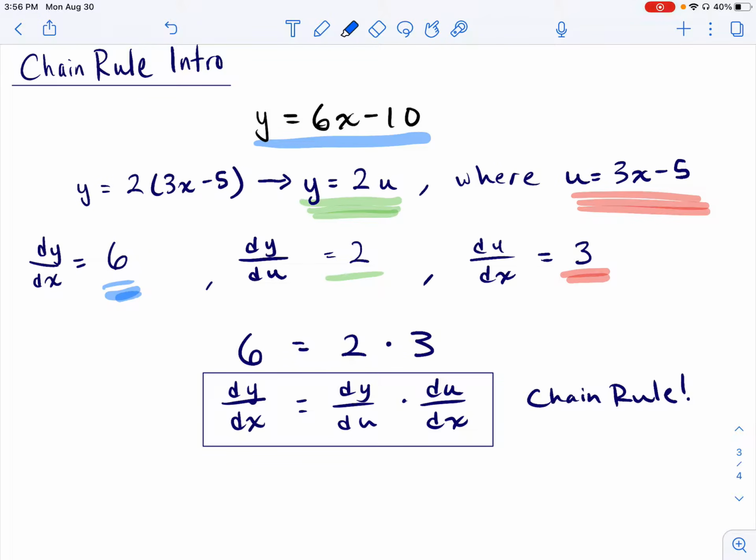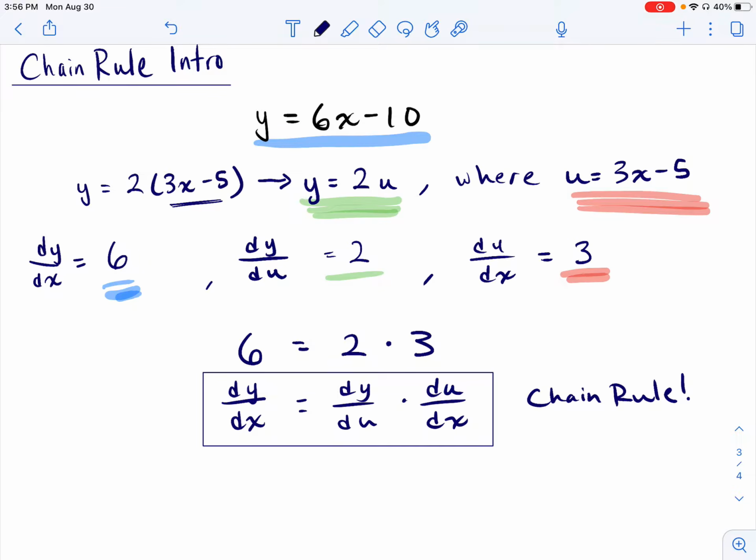If our inner function, which we defined as u, is changing 3 times as fast as our independent variable x, then it makes sense that our outer function y is changing 6 times as fast as what's happening there. And this is the key idea behind the chain rule. It's the idea that we're differentiating a function that can be thought of as a function of another function.